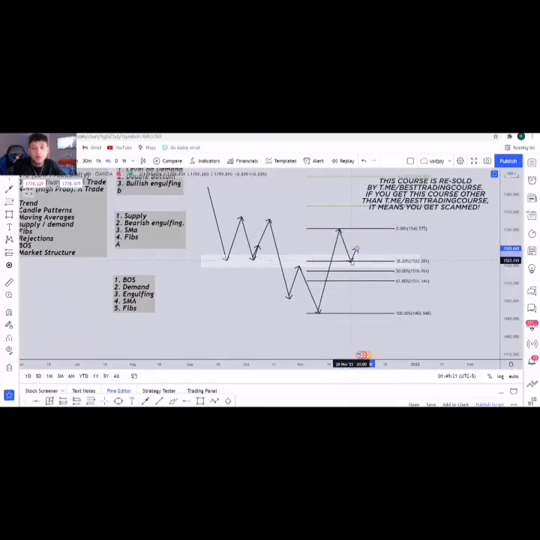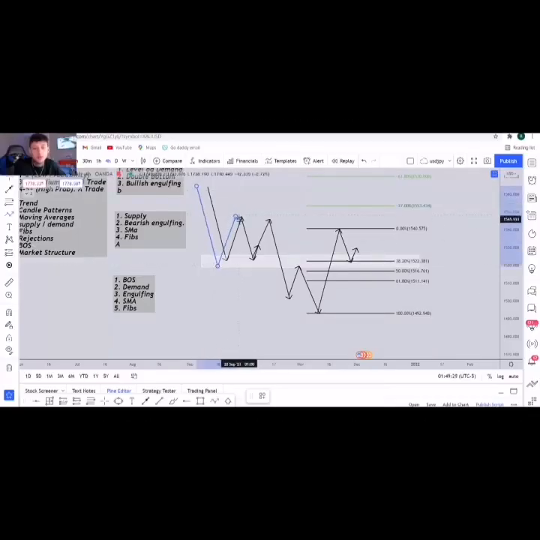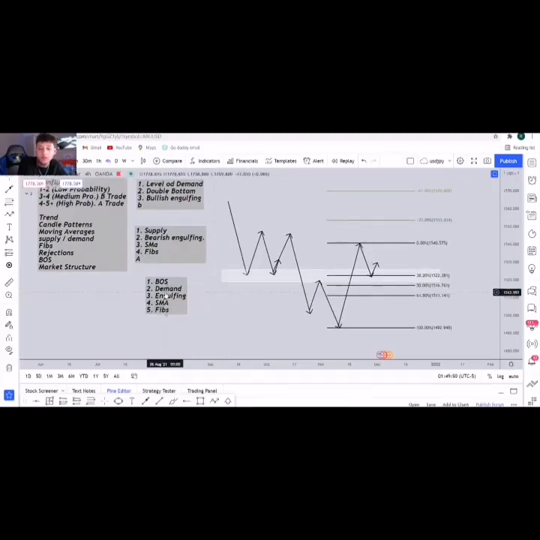Well, 1, price broke the downtrend structure, right? We went from low to lower high to low to high to lower low to lower high to lower low to higher high, and then now we are currently anticipating a higher low. So we have a break of structure, we have a break of trend.